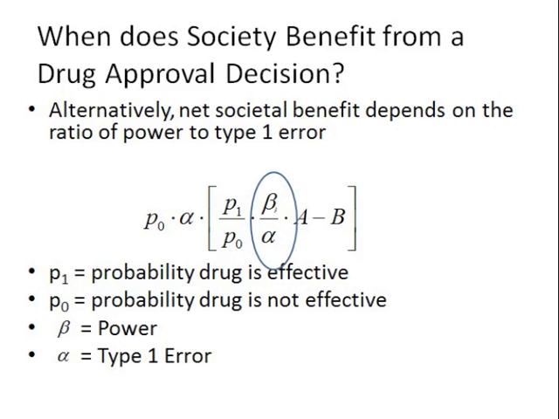Now we can further rewrite the net societal benefit as we have here. We have some new notation, so let's look at the notation first. Let P1 represent the probability that the drug is effective, P0 represent the probability that the drug is ineffective, and let's let beta represent the power of the trial and alpha the type 1 error. So we can see from this expression that in terms of the results of a positive study, whether or not society benefits depends on the ratio of power to type 1 error, not type 1 error alone.